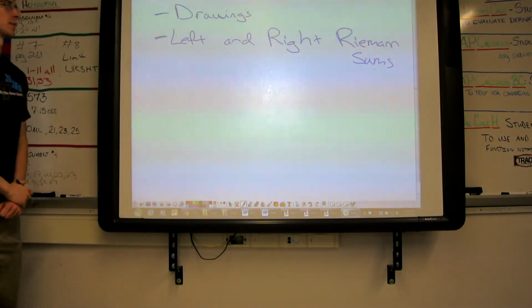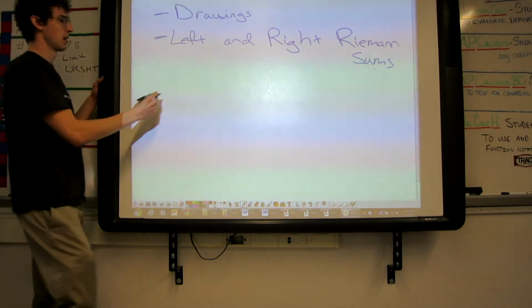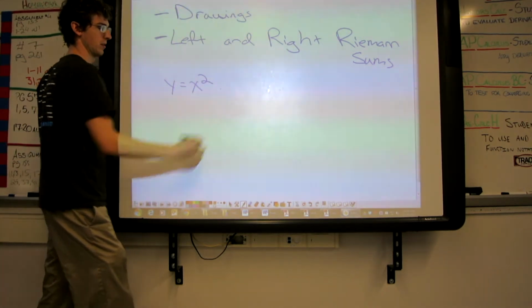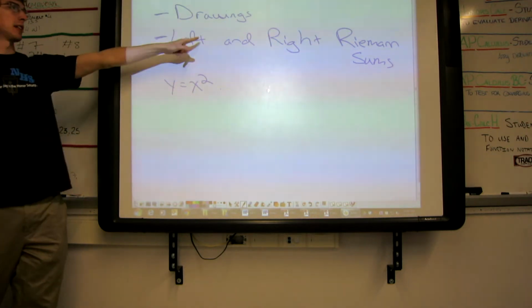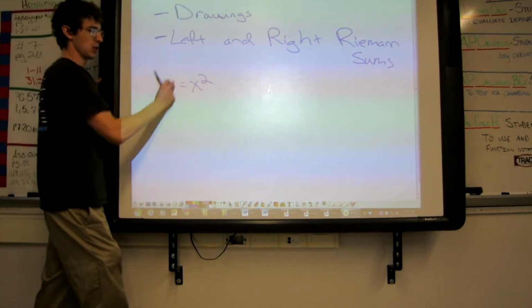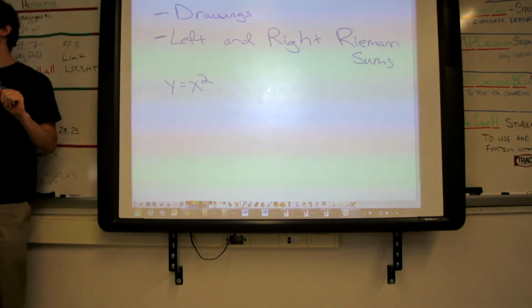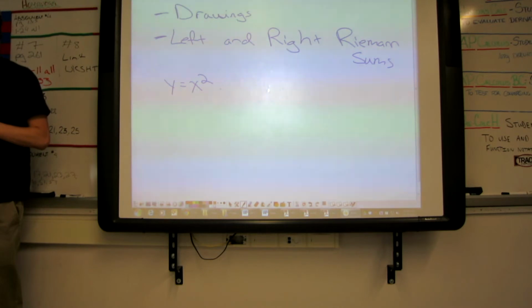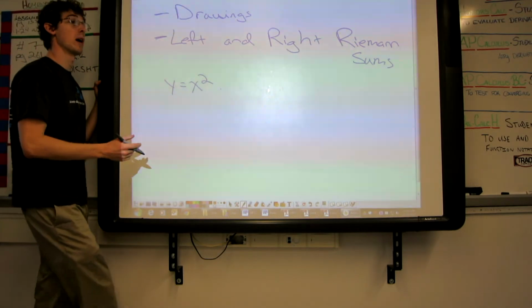Let's do y equals x squared. This is gonna be homework. So I'm gonna need drawings, I'm gonna need left and right Riemann sums. Left and right Riemann sum meaning the equation, the drawing for the left Riemann sum, the drawing for the right Riemann sum, and then I want the areas. Don't worry about sigma, we don't have to do sigma. If you can do it, that's awesome.